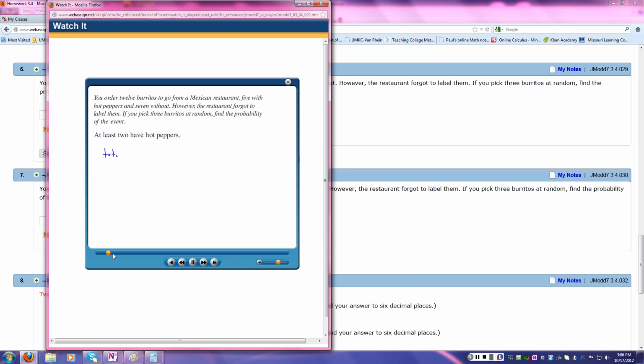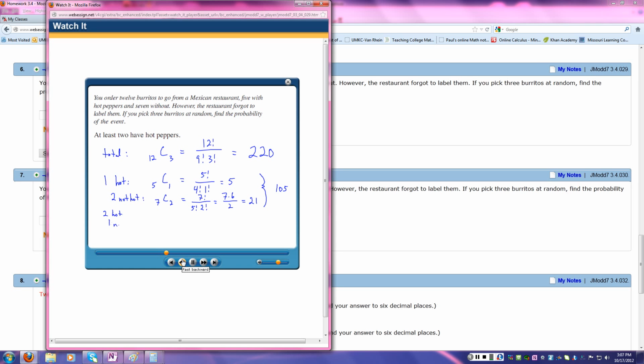Now keep in mind your numbers can change. So be careful with the wording. Like I messed it up on the notes, sorry about that. So be careful. It says at least 2 have hot peppers. So they'll go through and actually show you how to do this.